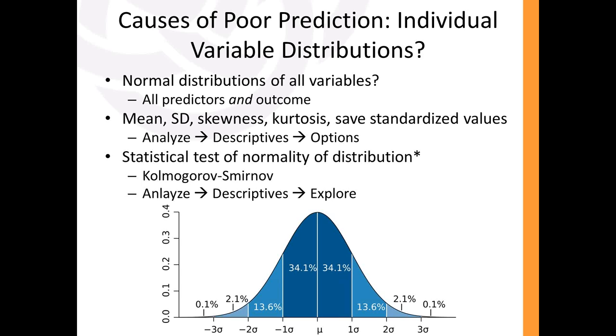Okay, and then once you've done that, and there are still problems, then we start to look at the individual variables themselves. And here we're looking for normality of distributions and any univariate outliers. So basically anything that's in the tails of the distribution. So individual variable distributions. Do we have normal distributions of all the variables? And this has to do not only with the predictor variables, but also the outcome.